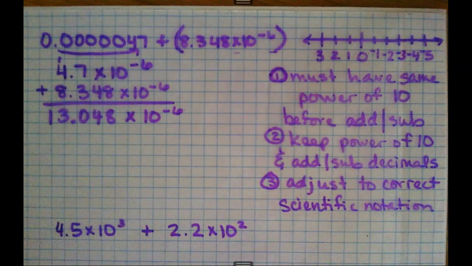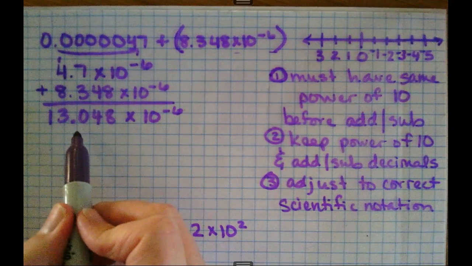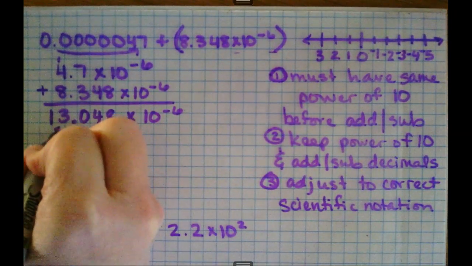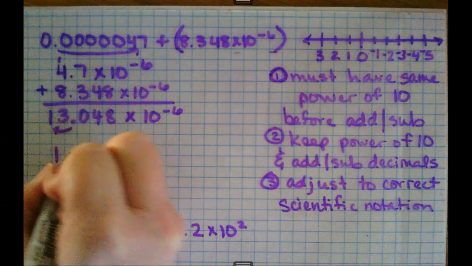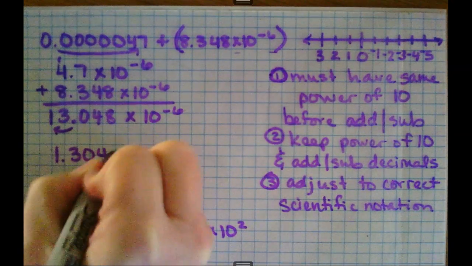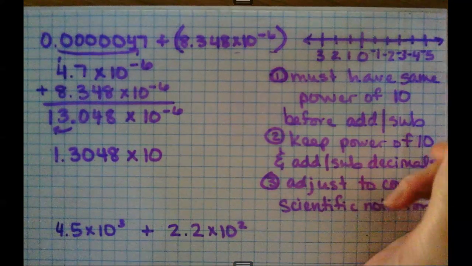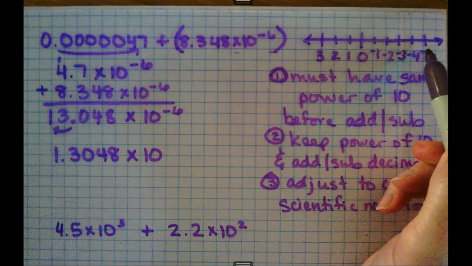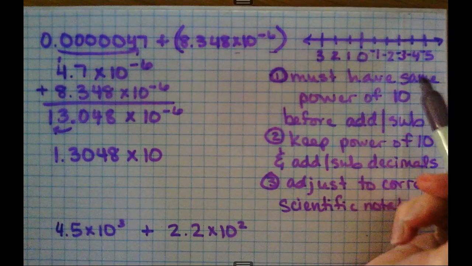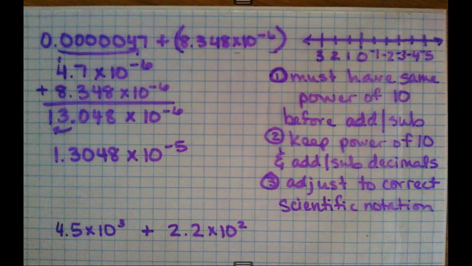Now, when I look at this, I see that this is not correct scientific notation form, and I have to move the decimal one place to the left. So I'm going to rewrite it 1.3048 times 10. And as I can see up here on my number line, if I was at -6 and I move one place to the left with my decimal, that would now put me at 10 to the -5. And that would be my final answer in scientific notation.